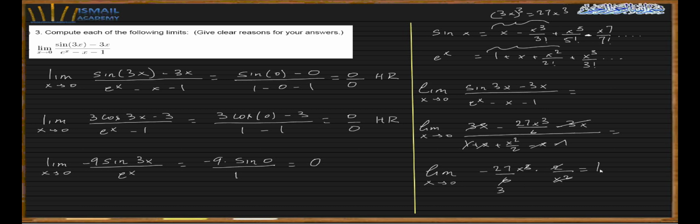So that means this is the same thing as taking the limit of minus 9x when x goes to 0, and this, as you see, is just 0. You get the same answer. So either we can use this idea or we can use that idea, and both of them will give you the same answer.